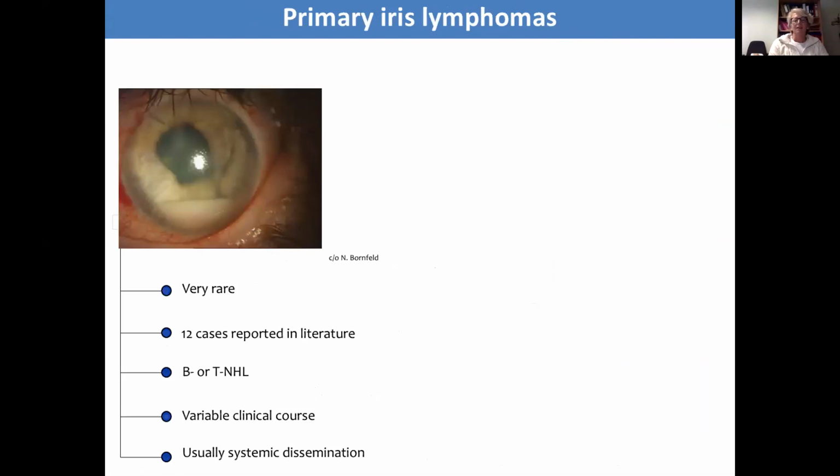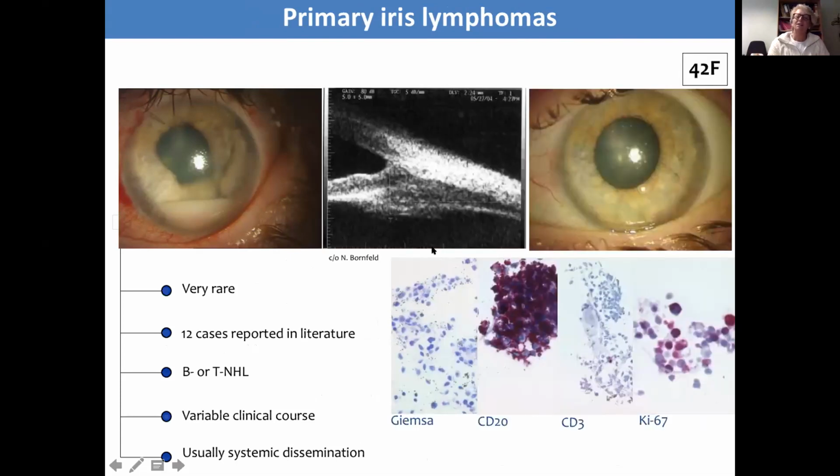Okay. Just to then briefly mention primary iris lymphomas, these are exceptionally rare. There have been approximately a dozen cases reported in the literature, perhaps a few more in the last couple of years. This was a case which I received when reporting still in Germany, and this was a 42-year-old who had a manifestation in her iris. It was a high-grade B-cell lymphoma, and unfortunately, within a short period, she developed systemic disease and passed from that disease.